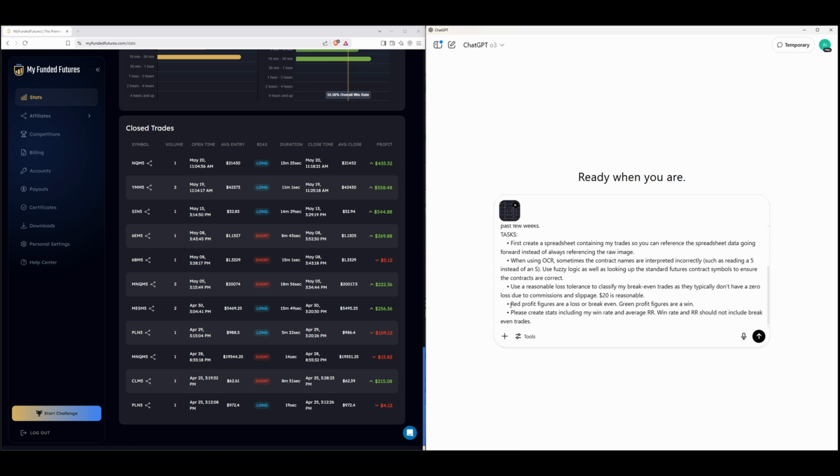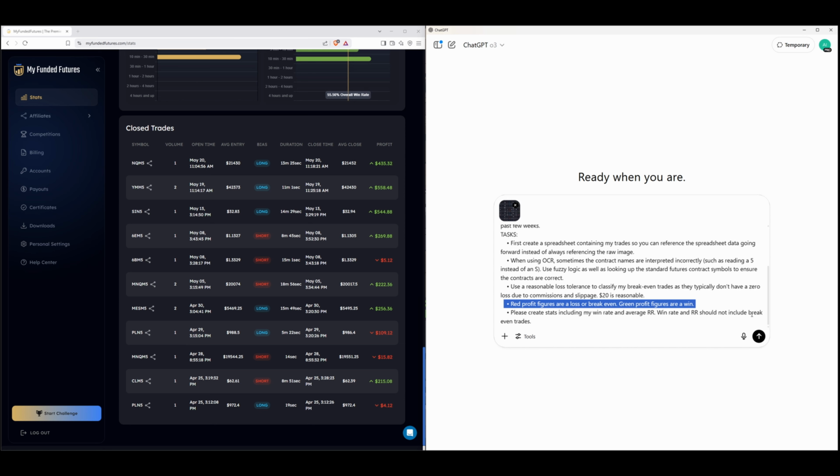I'm giving an extra prompt. Red profit figures are a loss or break even. Okay, because it doesn't say minus, so I just want to make sure there's no ambiguity. Green profit figures are a win. AI tends to make mistakes when you are ambiguous or the data is ambiguous. Okay, if you don't give it this prompt, it may assume that these are all profitable, right? It may not infer that a red figure with a down arrow is a loss. So this really helps. Then finally, please create stats, including my win rate and average RR.